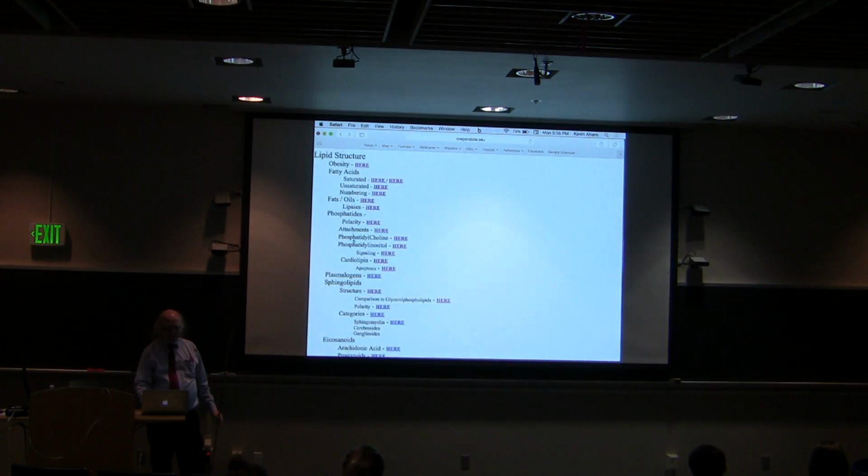Sphingomyelin, of course, is a compound that is found in the myelin sheath of nerve cells. It provides a sort of protective barrier on the outside membrane of those cells.